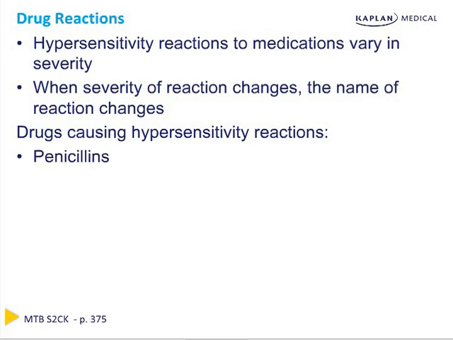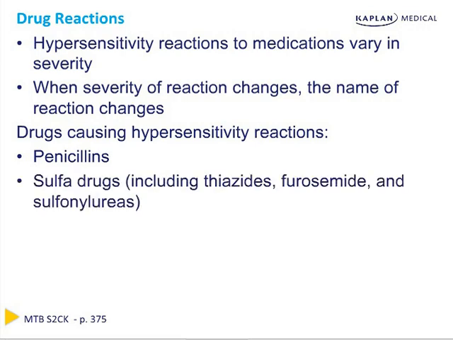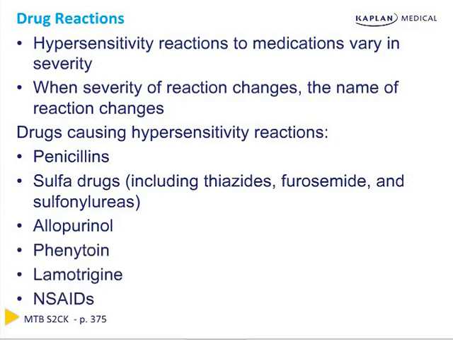Penicillins, 10% of the population is allergic to penicillin. 10% of the population is allergic to sulfa drugs. Now, here's where you have to go to medical school. Thiazides are a sulfa drug. Furosemide's a sulfa drug. Sulfonylureas are a sulfa drug. Propylthiouracil is a sulfa drug. Allopurinol is a sulfa drug. Phenytoin is a sulfa drug. Lamotrigine, there's very little cross-reaction with nonsteroidals, but they can. That's why they're allergenic. That's why every drug here can cause allergic interstitial nephritis and make you urinate eosinophils.